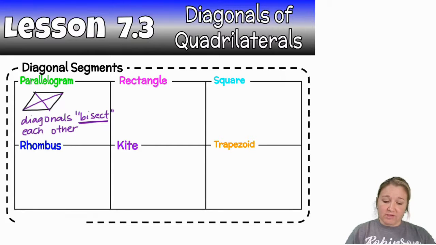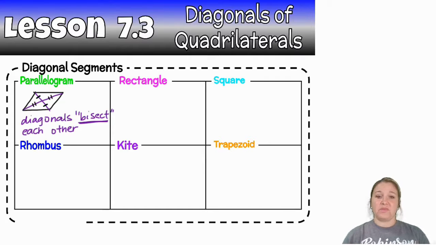So basically what we have is a segment here. This is going to be equal to this piece here. It's bisected by the longer diagonal, and then this piece will be equal to that piece as well. So that's for a parallelogram.